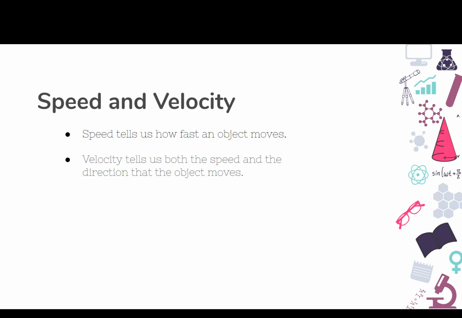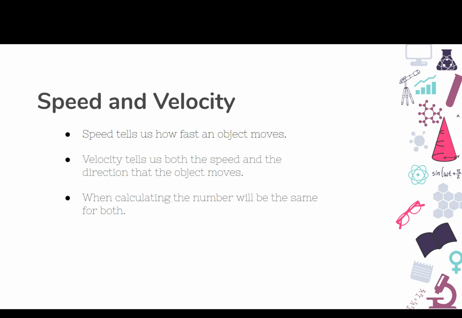So let's say that you're driving to Atlanta. Your speed would tell you that you're driving 75 miles per hour. The velocity would say you're driving 75 miles per hour north, right? Because Atlanta is north of us. When you're calculating the number for speed and velocity, the number is always going to be the same, because velocity tells us how fast an object's moving, so that's the same thing as speed.